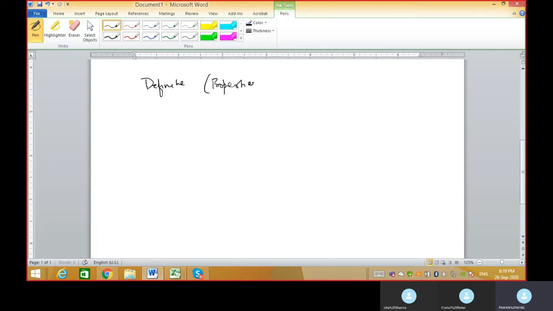Now what are the properties of definite integral? Let us see in detail. One question will definitely be asked on this topic, of 4 marks in the CBSE, and this topic is also very important for the entrance exams. So let us quickly start to understand the various properties of the definite integral.